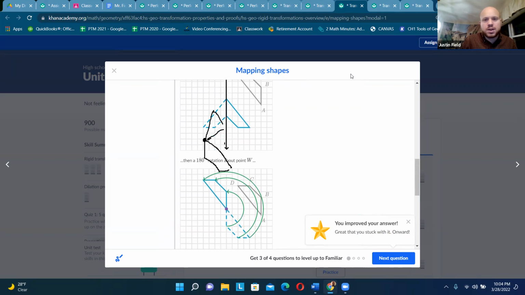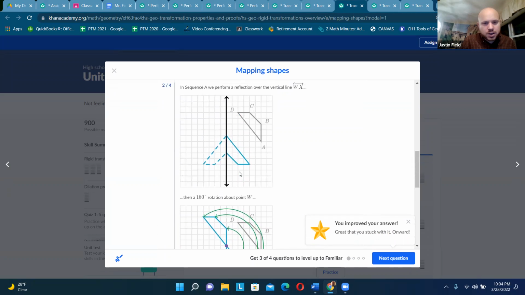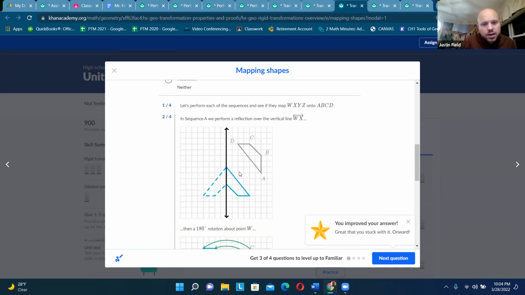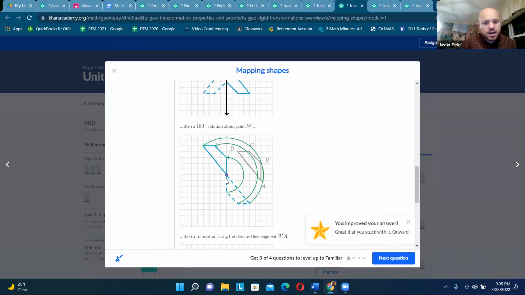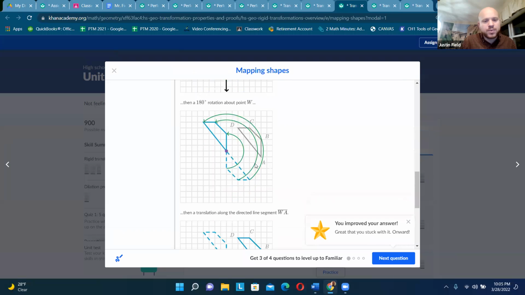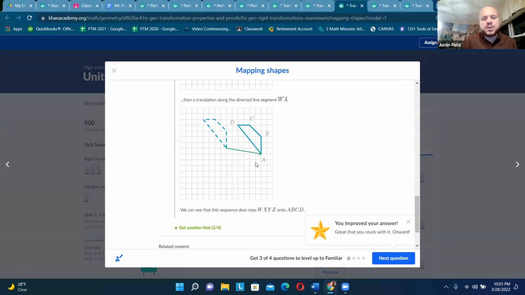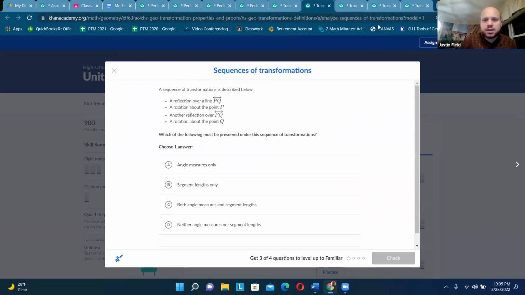All right, so you can see the picture. I did that, and then there's the rotation, and then you just move it over. Yep. So this one is kind of a pain, but it's good stuff for you to know as you build your knowledge of geometry.